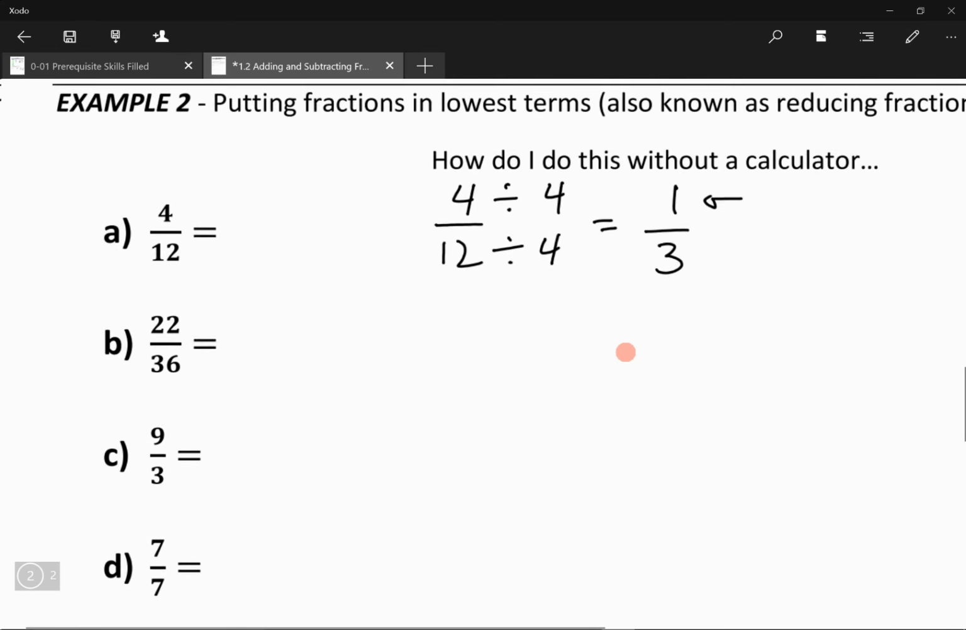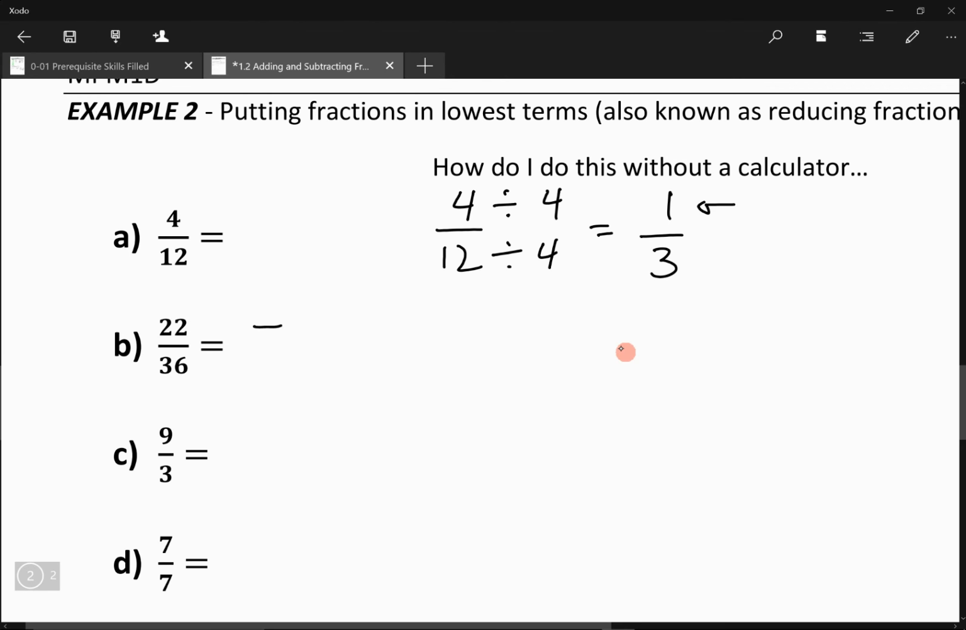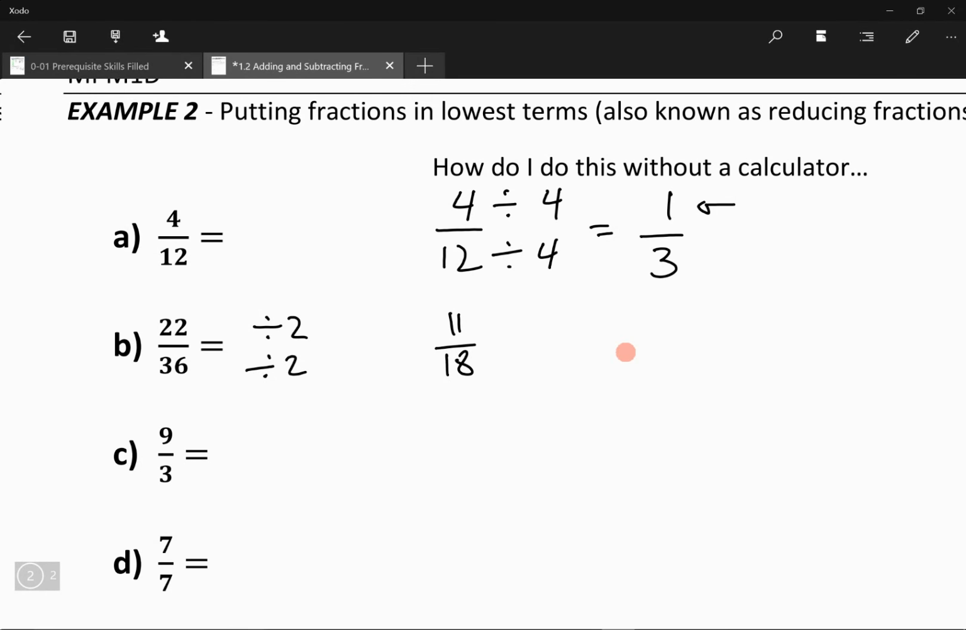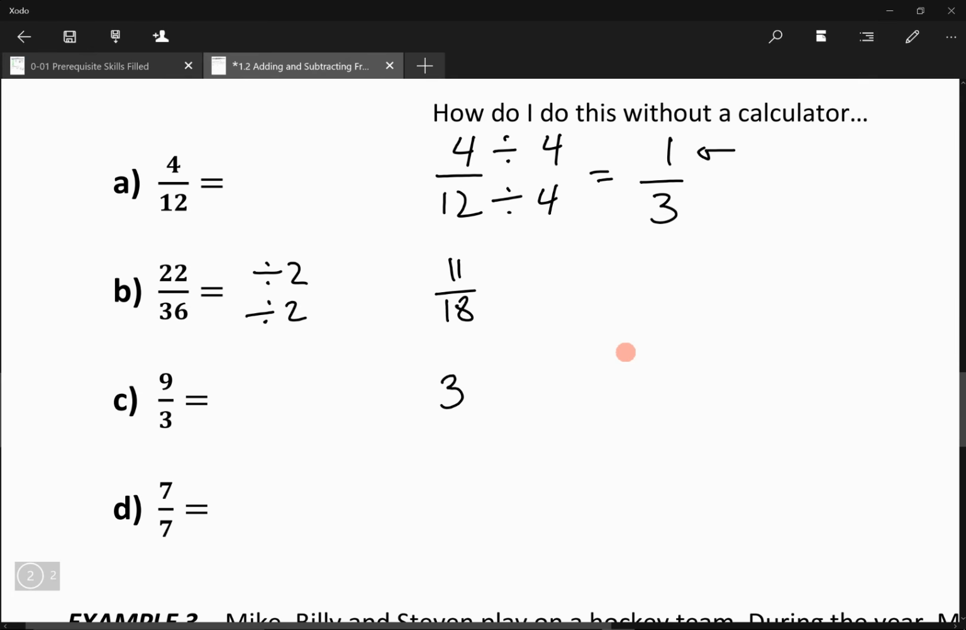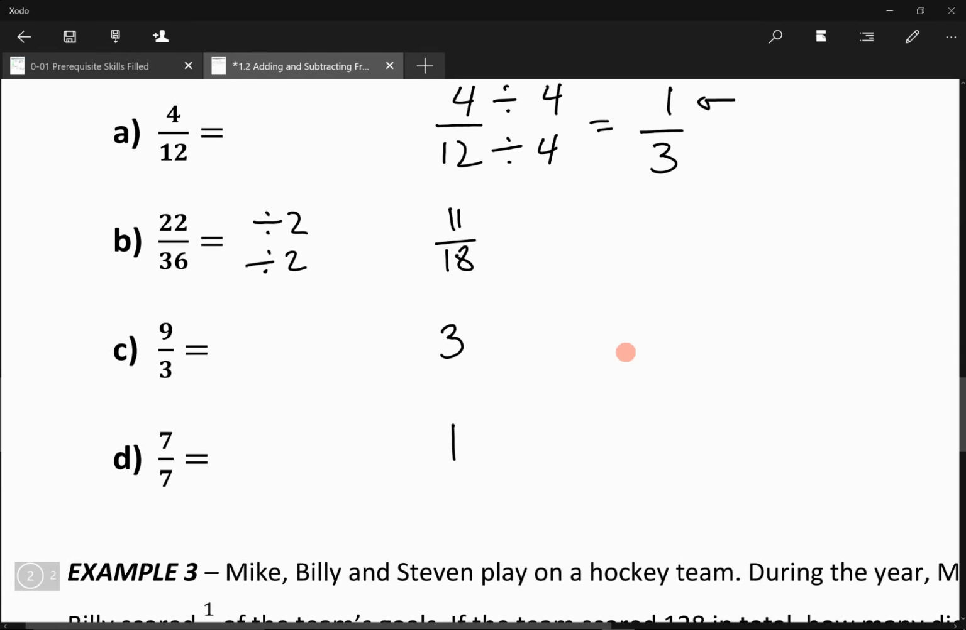22 over 36. Well, if I divide both by 2, I'm going to get 11 over 18. Okay, and then 11 is an odd number. 18 is an even number. Not much I can do here. I can't divide 11 anymore, so that's in lowest terms. 9 over 3 is just 9 divided by 3, which is 3, and 7 over 7 is 1. Okay, two of the same numbers cancel out.